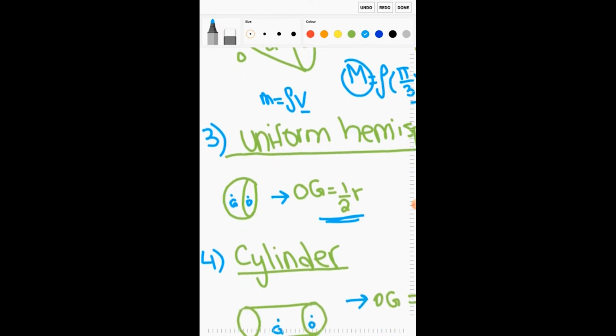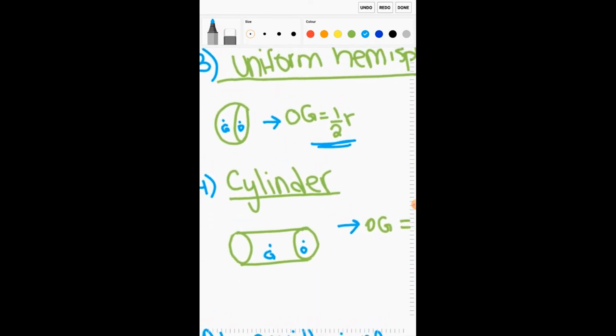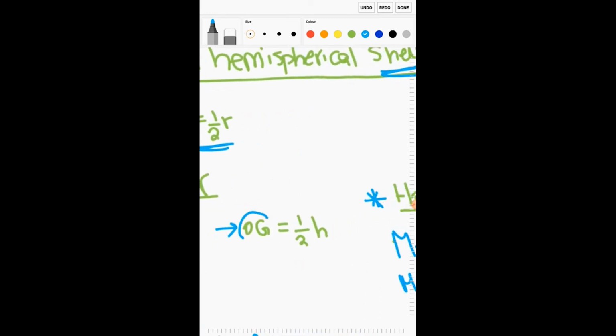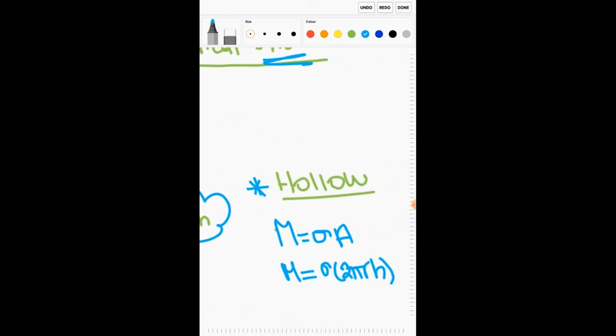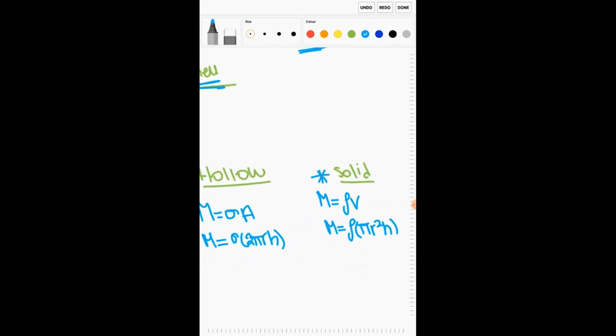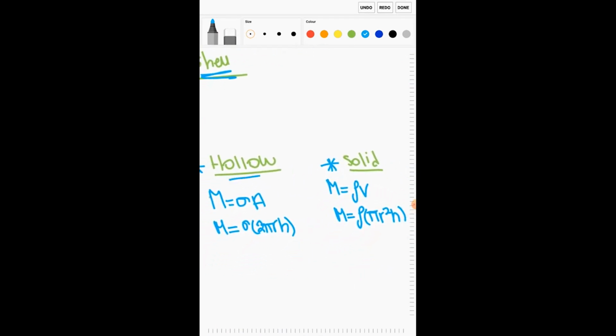For a cylinder, it's also half the height, not r, the height. So if this whole thing is the height, this is half the height, and this is half the height. It doesn't really matter which side you're taking it from. And for the mass of the cylinder, there are two cases. It could be a hollow cylinder or a solid cylinder. If it's a hollow cylinder, then the mass is sigma times area, and the area is 2 pi r h. And if it's a solid cylinder, then the mass is rho v, and v is pi r squared h. So you need to know both.